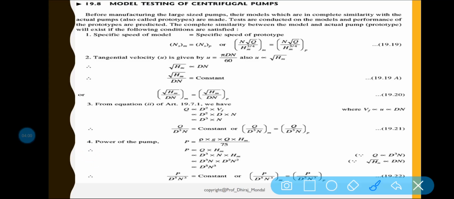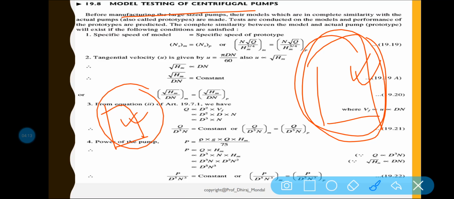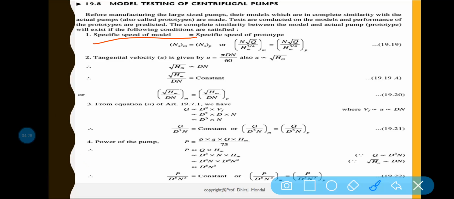So again I am telling you what model testing is. If you want to manufacture a large size pump or a turbine, first of all you have to make a small model, and by the help of this model you can predict what capacity or efficiency of pump I can manufacture, by comparing the specific speed and so on. Now this formula, N root Q by Hm to the power 3 by 4, you have to remember.